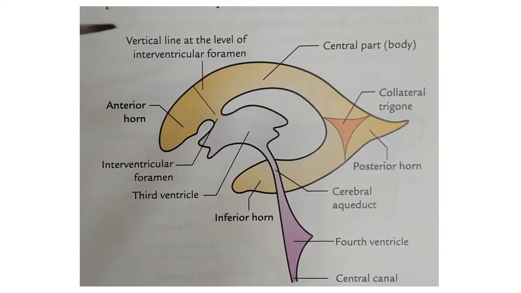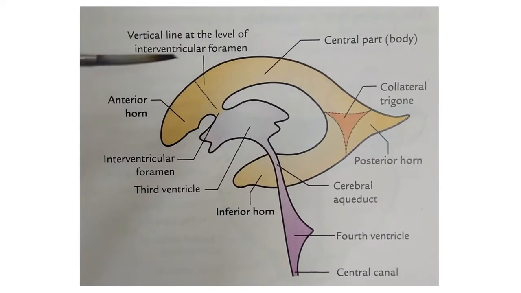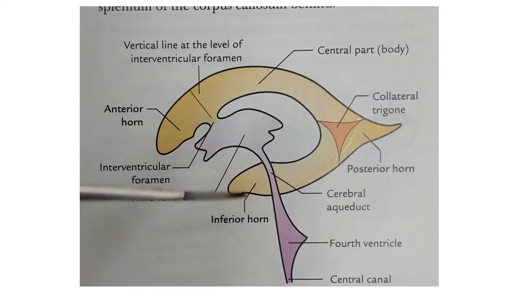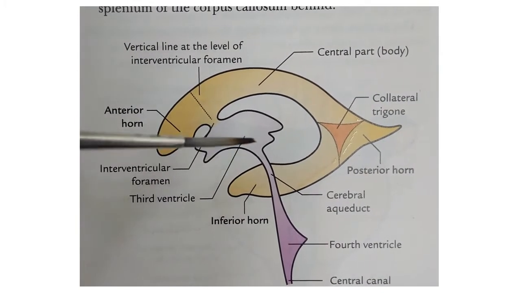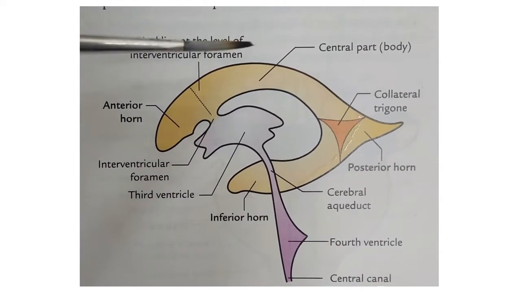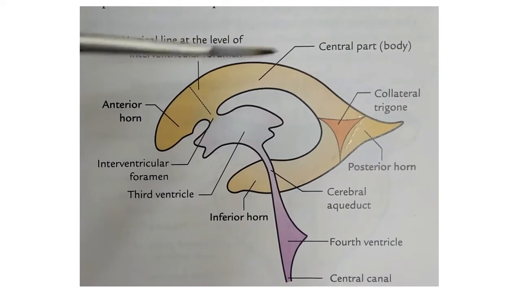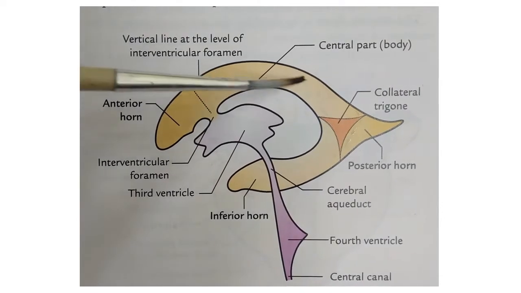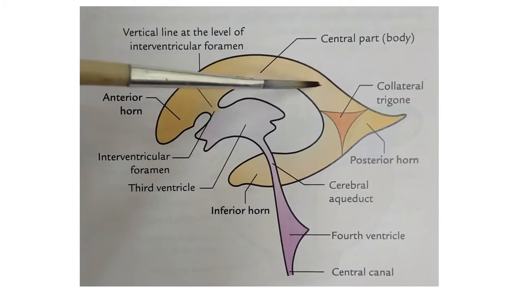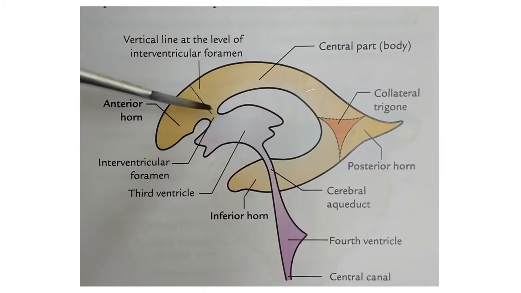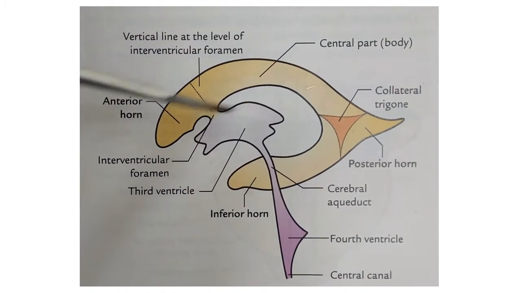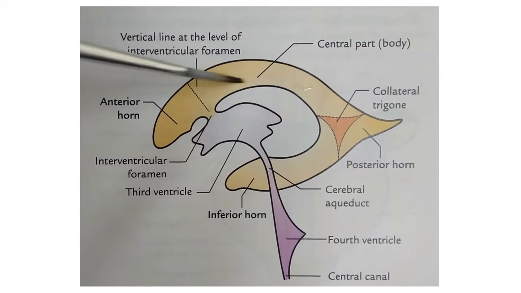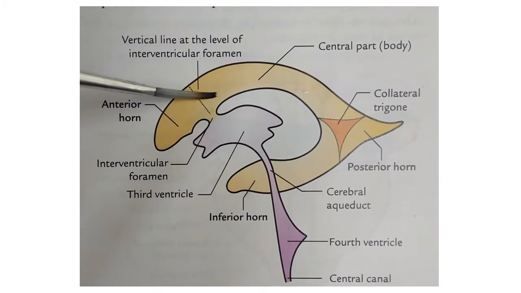To understand the parts of the lateral ventricle, in this figure we can see the C-shaped cavity of the lateral ventricle. There are 4 parts of the cavity. The major portion, known as the central part or the body of the lateral ventricle, is situated within the parietal lobe. It extends from the interventricular foramen of Monro to the splenium of the corpus callosum. So this is the central part or the body of the lateral ventricle.